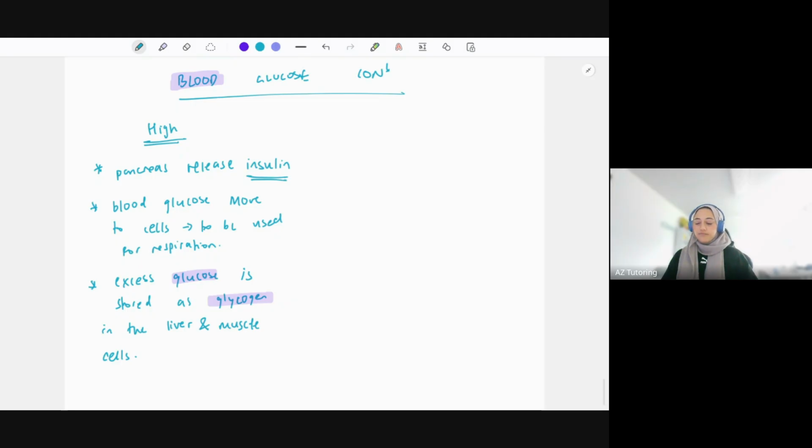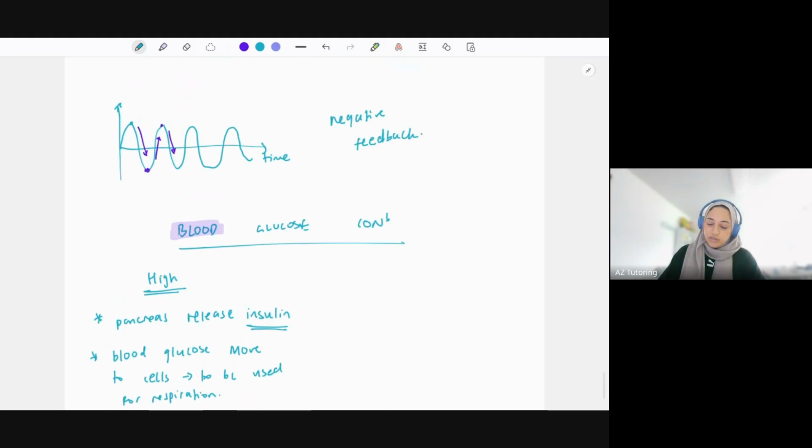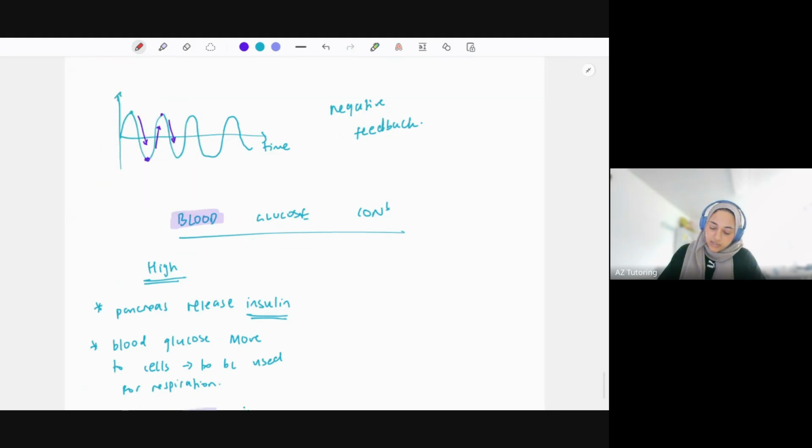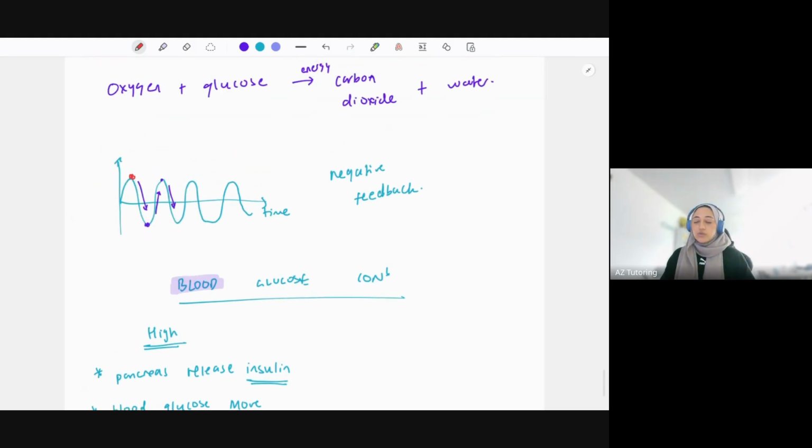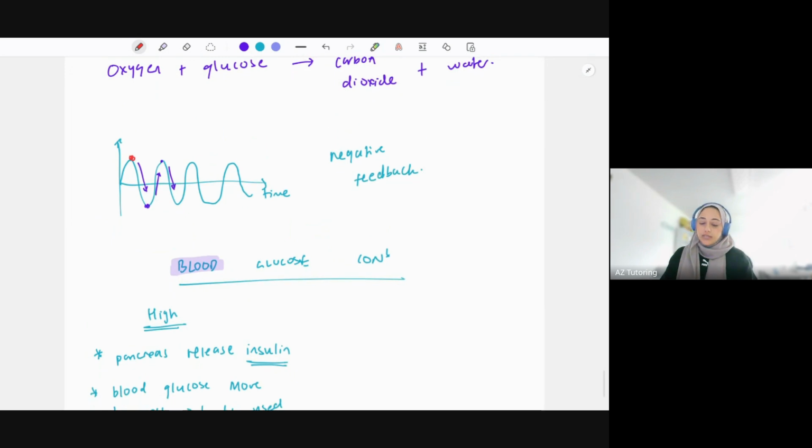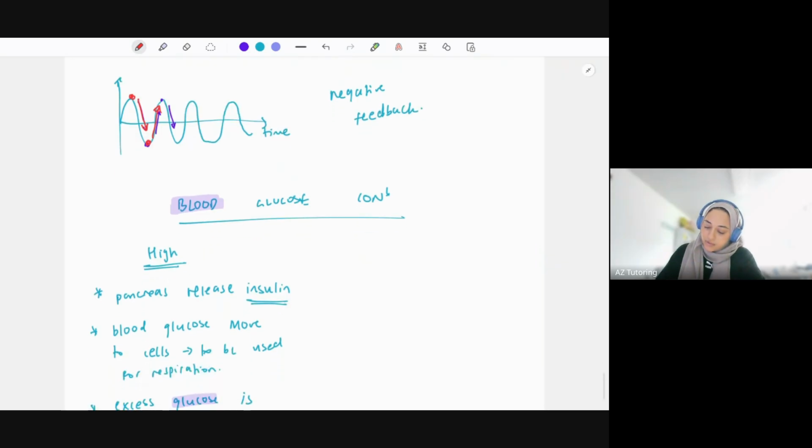So now we've lowered it. So now we're at this point here. So we started here, it was too high, the pancreas released insulin and it decreased it by using the glucose for respiration, and any excess glucose was stored away in the liver and muscle cells. But now the concentration's gone too low, so it needs to bring it back high again. So what happens when it's low?